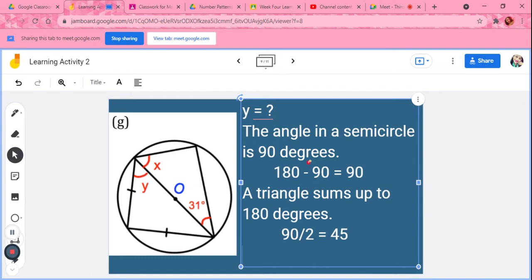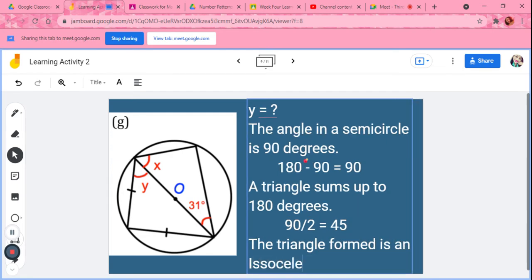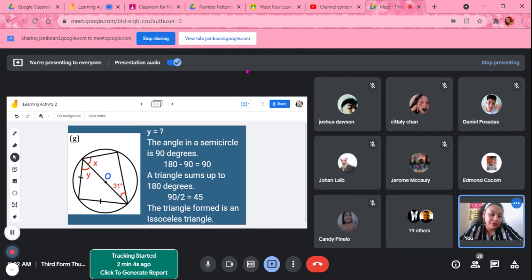What would be your reason? Because the triangle is an isosceles triangle. Very good. You're going to say the triangle formed is an isosceles triangle. And there you go. Any questions? No, miss. Okay, good.